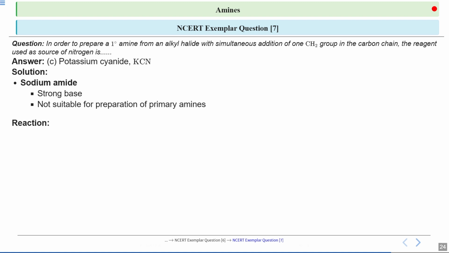Now if we talk about the reaction, then you will see this reaction over here. This involves the deprotonation of an alkyl halide by NaNH2, which leads to elimination via the E2 mechanism, and this forms an alkene, sodium halide and ammonia.